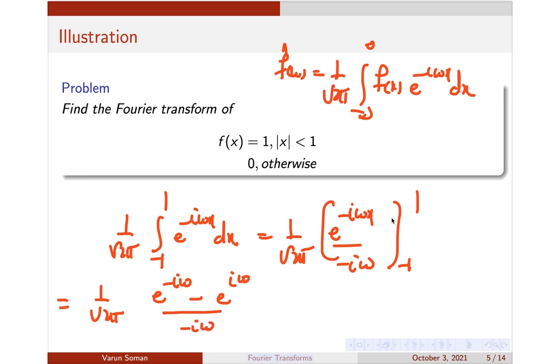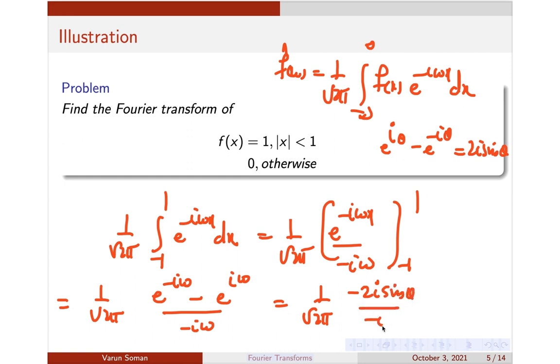If you want, you can simplify it further. You know that e raised to I theta minus e raised to minus I theta is actually 2I sin theta. This is from De Moivre's formula: e raised to I theta is cos theta plus I sin theta, and e raised to minus I theta is cos theta minus I sin theta. So when you subtract, you get 2I sin theta. Since this is the negative of that, you can simplify it as 1 by root 2 pi into minus 2I sin theta by minus I omega.